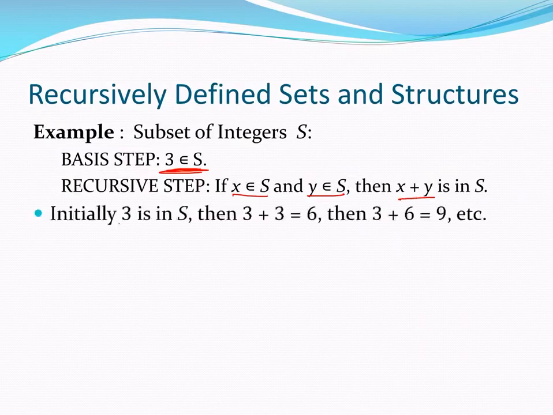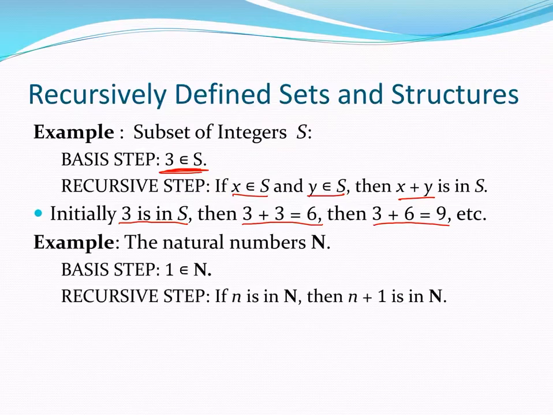So for the first step, initially, the only thing that's in S is 3, but then 3 plus 3 equals 6 is in S, and then 3 plus 6 equals 9 is in S, and so forth. And you can see that what we're doing is building up a set that contains all the multiples of 3. A rather more straightforward one would be the natural numbers.